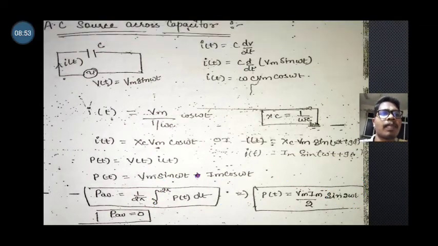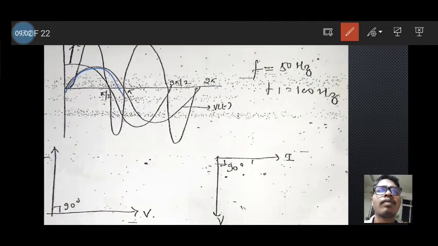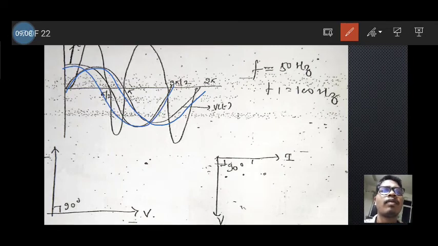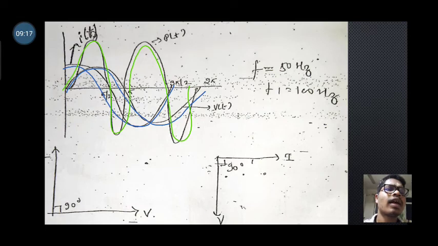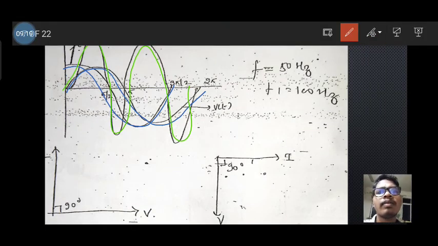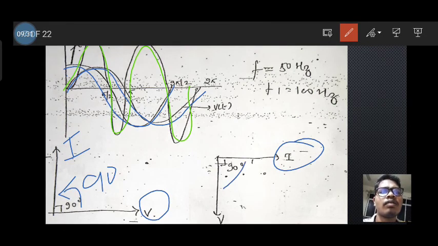Now come to the waveform. This is our voltage waveform, and this is our current waveform. Power will be voltage times current. In this capacitor, the current leads the voltage by 90 degrees. This is our current waveform and this is our voltage waveform. If we take the current as the reference, then the voltage will lag the current by 90 degrees.